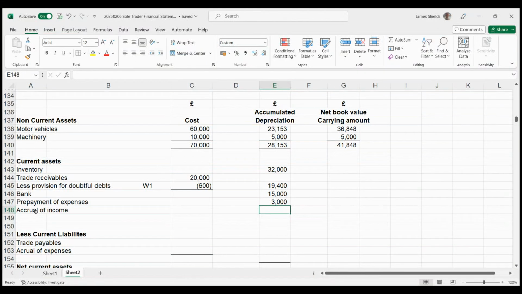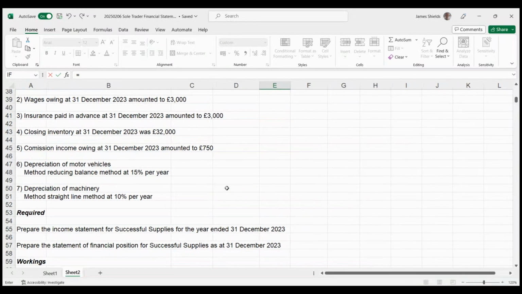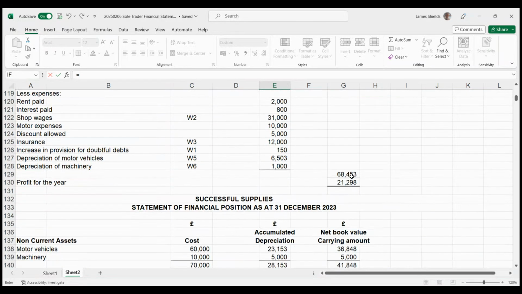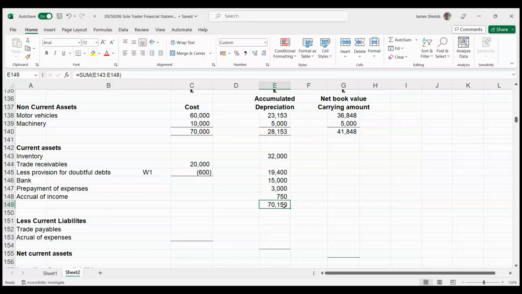Accrual of income, again, it's in the notes of the accounts. It's income that was due for the year, which has not yet been received. So I go back to the notes of the accounts. Commission income owing at the end of the year, 30th December 2023, was £750. So that's going to be our accrual of income. So now we want to total those up now. We have total for current assets is going to be £70,150.